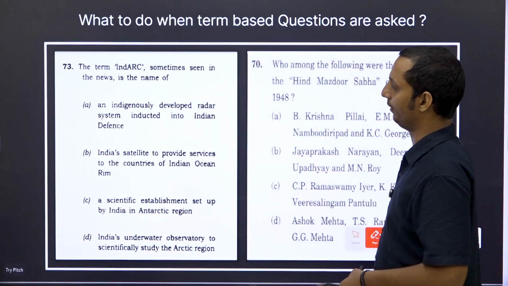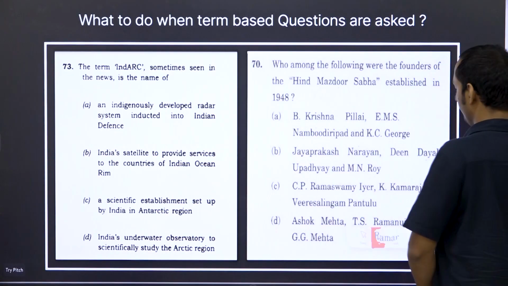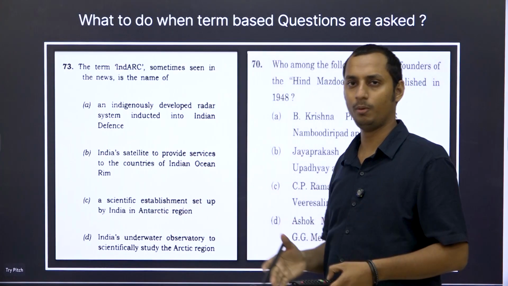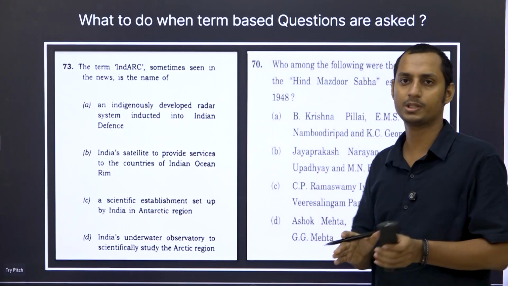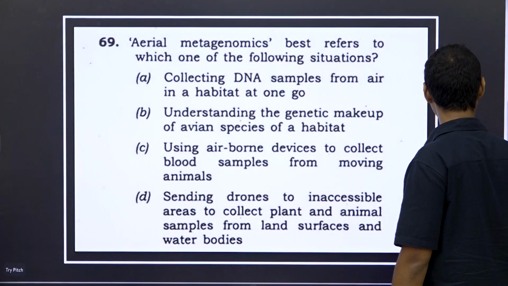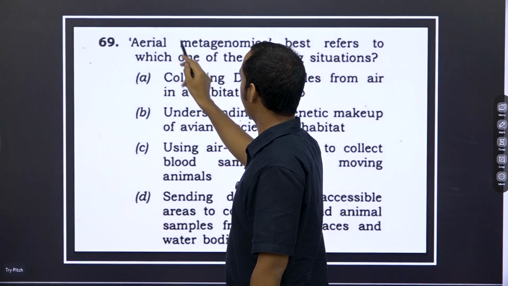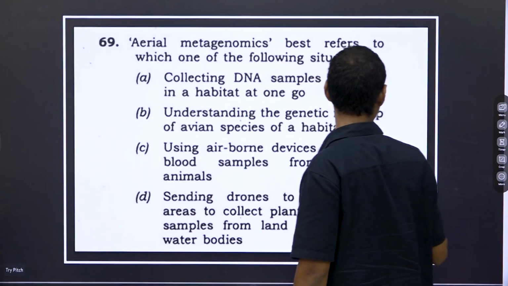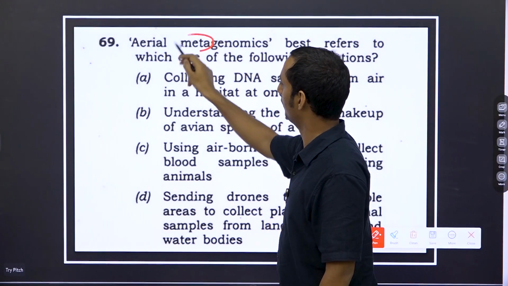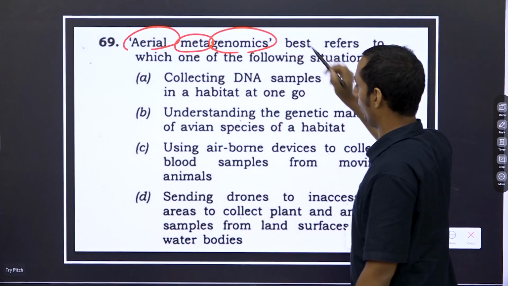Now, using this method, you can eliminate all these term-based questions. Basically, what you have to do, you have to split the words into 2 or even into 4 and identify those options which have all the terms in it. What about this one? Aerial metagenomics. The word aerial should be there, meta should be there, and also genomic should be there. Now, among these, what do you think has all these 3? Meta, genomics, and aerial.